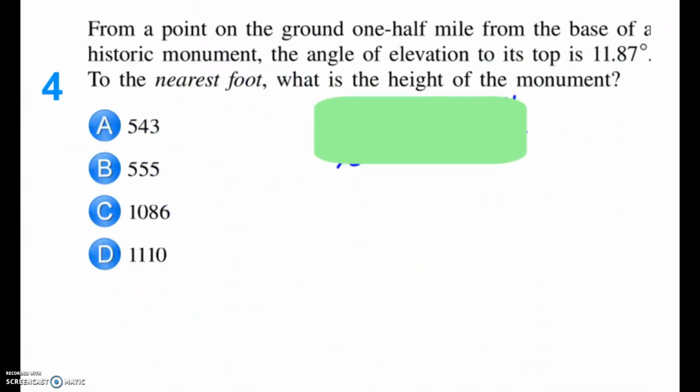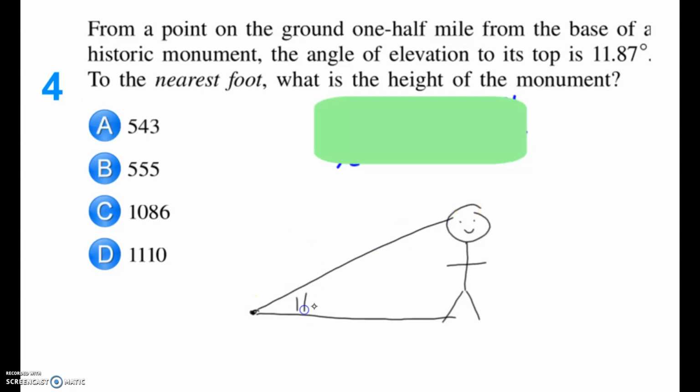The next topic I wanted to cover, I'm going to do a couple of examples of this, is trig. Now, from a point on the ground 1/2 a mile from the base of a historic monument. So let's try to sketch this picture out. So we got a historic monument. I'll draw this beautiful monument right there. Super artistic. Okay, so there's a point on the ground that is 1/2 a mile from the monument. The angle of elevation to the top of the monument is 11.87 degrees. And this was 1/2 a mile. To the nearest foot, what is the height of the monument?